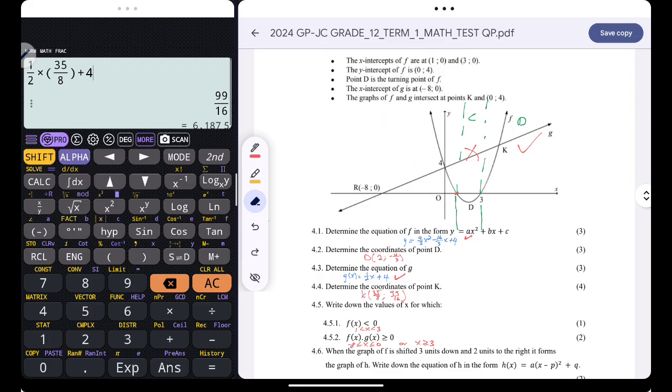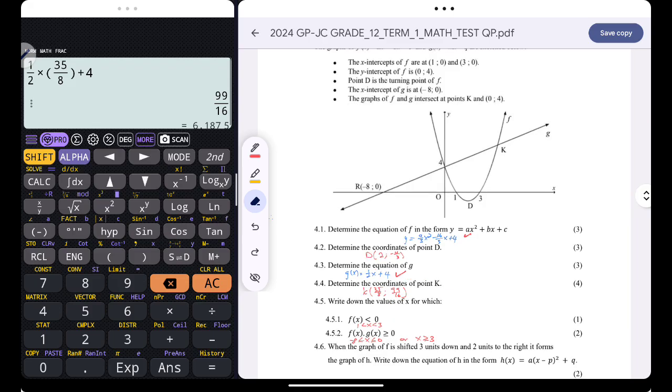Okay, now let's do the last one. We are told that when the graph of f is shifted 3 units down and 2 units to the right, it forms the graph of h of x. Write down the equation of h in that form over here.